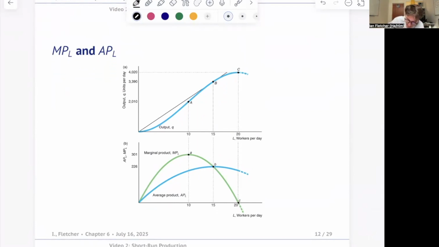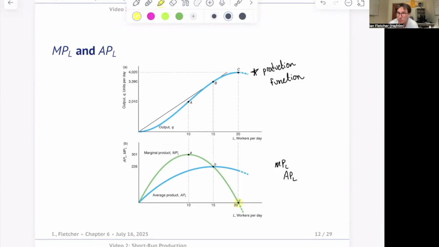So if we notice here, this is our total output, right? So this would be our production function. It's got some funky curves. And on here, this was our MPL and APL. And there are a couple things to notice on this, right? So first, where is the marginal product of labor equal to 0? It is going to be right here at C, at 20 labor.